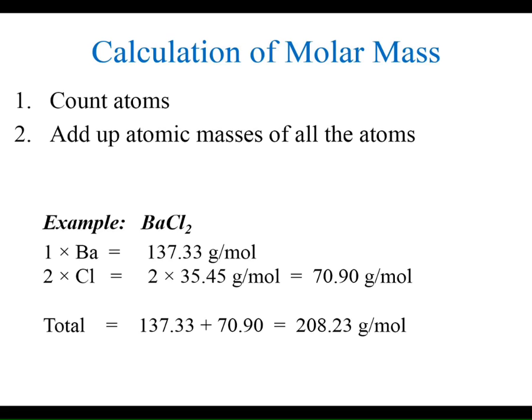So that means a single barium chloride would be 208.23 AMUs, but a mole of barium chloride is 208.23 grams. So we just add up all of the masses for every element in that compound. Just add them up.